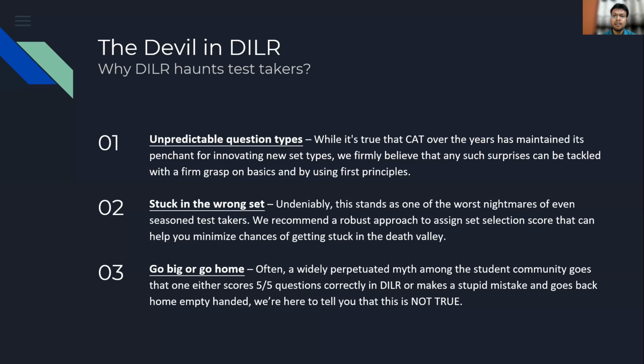And it is not that every time you will select the correct sets only; you will get stuck in a wrong set. Like Sarthak told, in 21 slot 3, there was a Gantt chart. Now, I left that set. I did not even look at it because I did not like calculations in DI in the exam. Rather, I like games and tournament sets, and I got stuck in the javelin set.